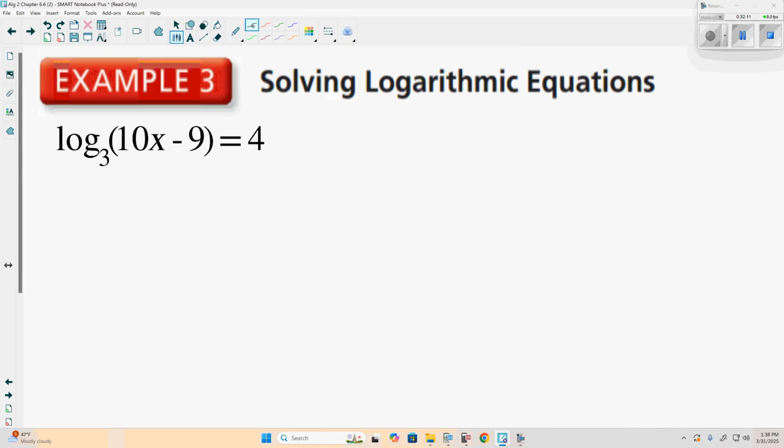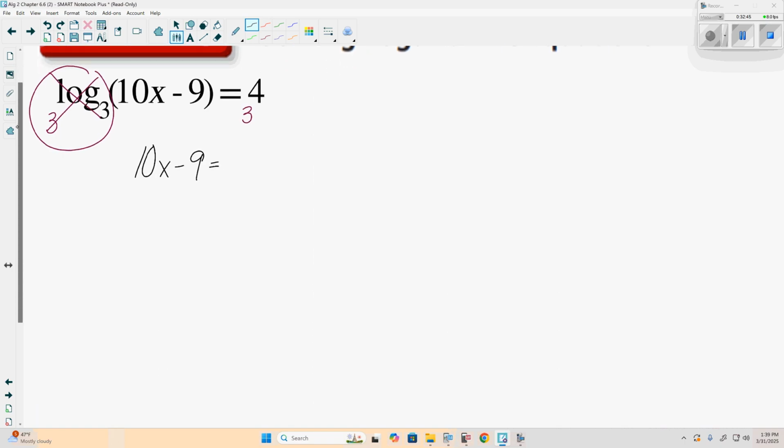All right. Log base 3 of 10x minus 9 equals 4. What would we do first to get the variable out of the log? Put both sides to the base of 3. And we can start with this here because also we do have one term on either side. Log's on one side, 4 is on the other. And again, our 3 to the log base 3 is going to simplify out, leaving us with 10x minus 9 on the left-hand side.